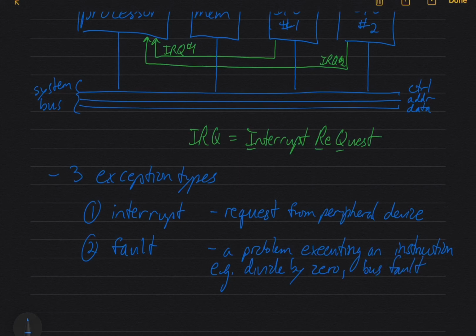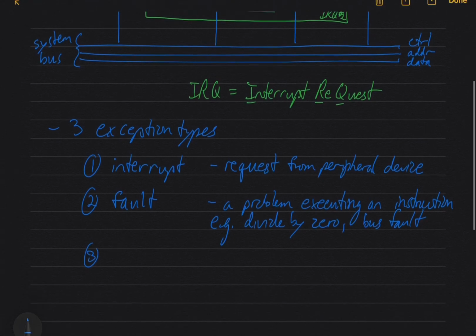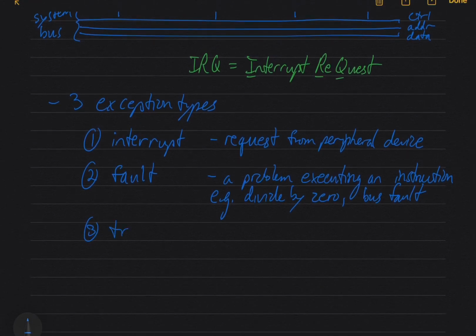Okay, and the last one is a trap. And these are machine instructions or software instructions that programs use to request operating system services. So if you have a full operating system and you want to print, for example, you don't invoke the print driver directly. You call a function like printf, and it will invoke a trap or a system call.